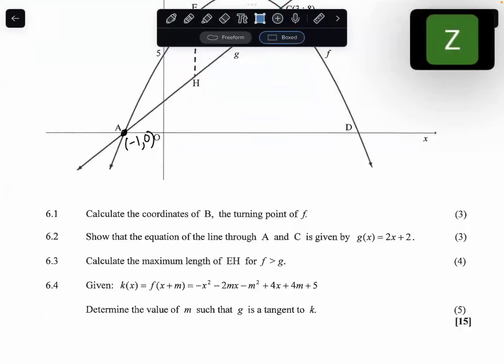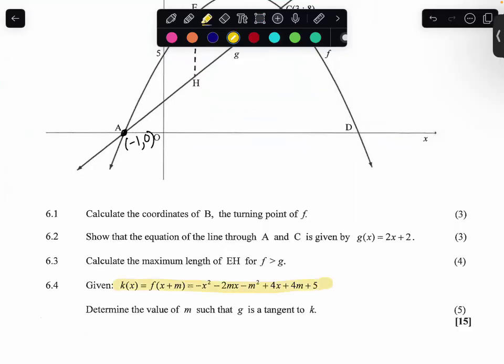All right, so 6.4 says, given k of x is equal to f of x plus m is equal to that whole long drama, determine the value of m such that g is a tangent to k. Now this tangent theory, there's two of them. You see, when they come complicated like this, whole long drama that they're giving you, the method that I'm going to do is the safer one. However, just go over the two tangent theories that you have in paper 1.